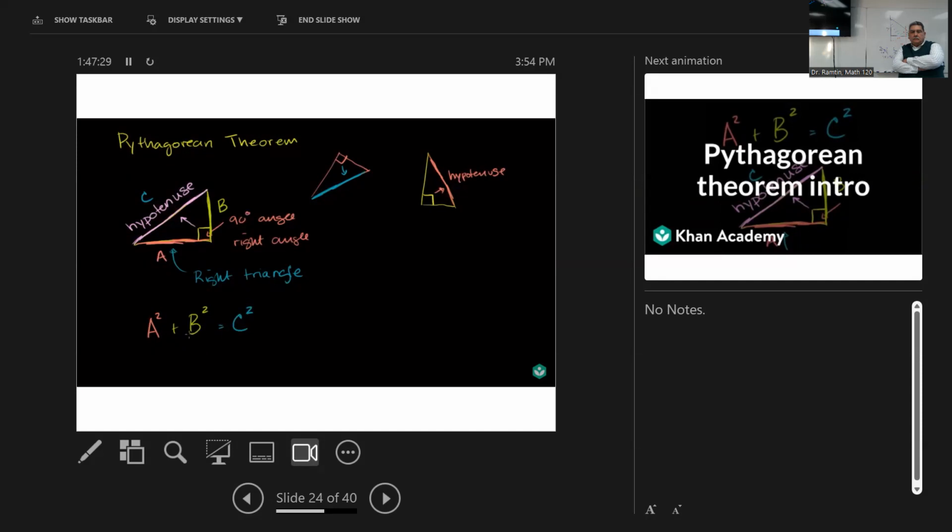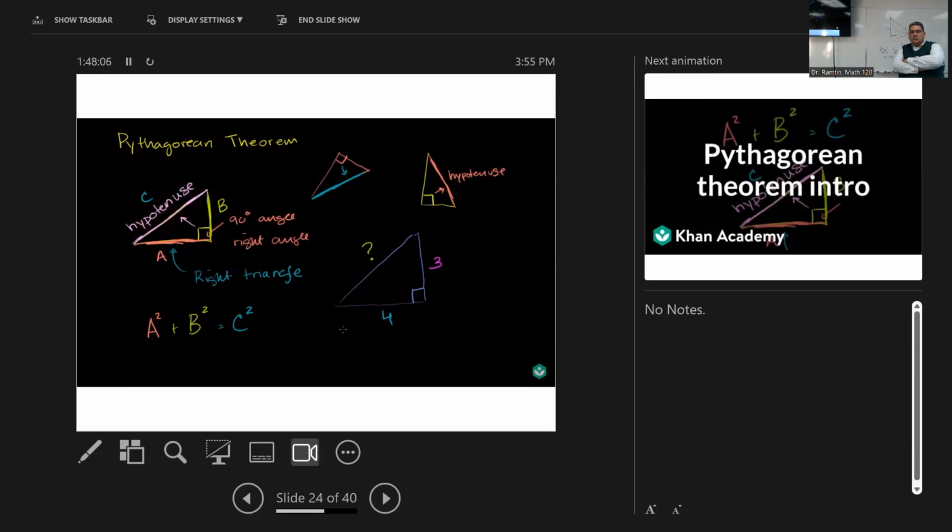Now, let's do that with an actual problem, and you'll see that it's actually not so bad. So let's say that I have a triangle that looks like this. Let's say that they tell us that this is the right angle, that this length right here is 3, and that this length right here is 4. And they want us to figure out that length right there.